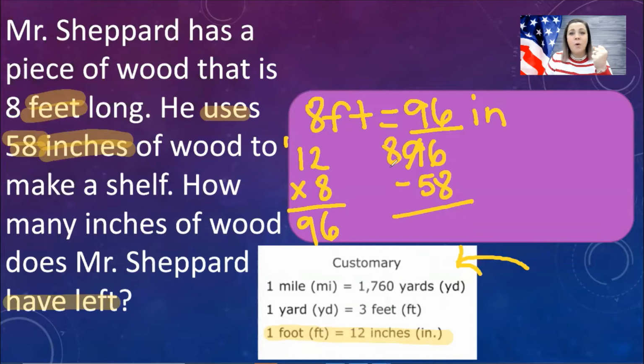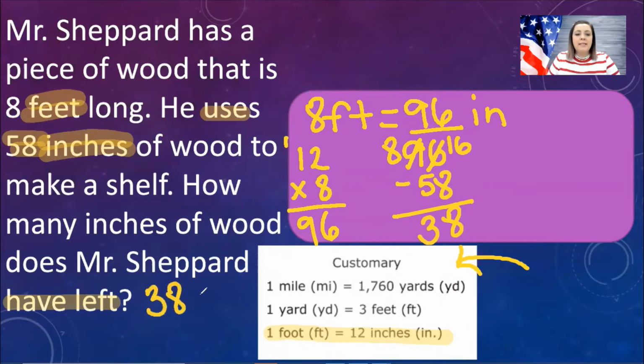We're going to take that 1 ten, convert it over to 10 ones, and add it to the 6 ones we already have, which gives us 16 ones. Now we can subtract 16 minus 8, and we get 8. And 8 minus 5 gives us 3. So we know that Mr. Shepherd had 38 inches of wood left when he was done.